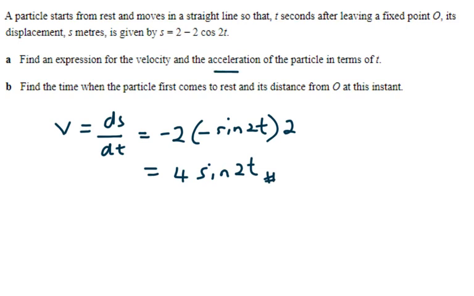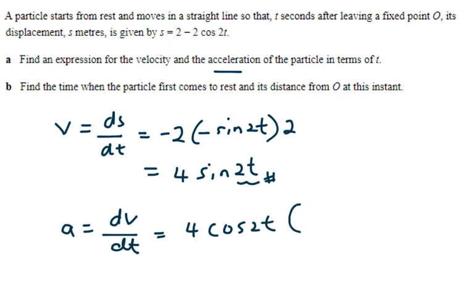So the next part is acceleration. Acceleration is differentiating the velocity equation with respect to t. So from here, 4 remains the same. Differentiate sine will give you cosine of 2t. Multiply with the derivative of 2t, which will give you 2. Hence, the expression for a will be 8 cosine of 2t.